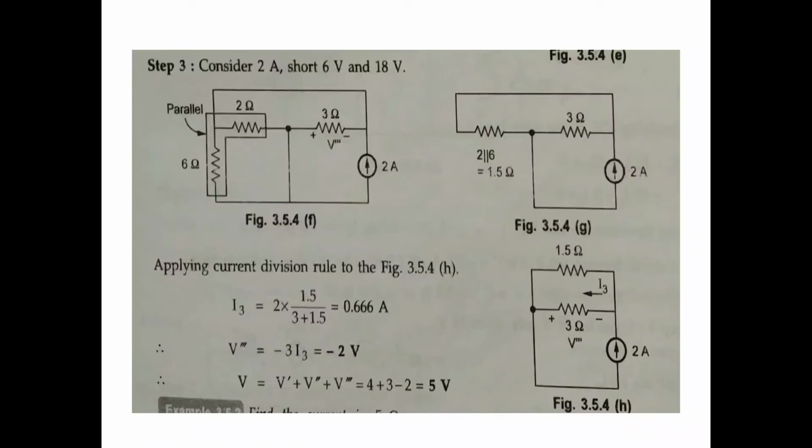Next you calculate V triple dash, after V single dash and V double dash. Across the 3 ohm, the current direction gives plus and minus opposite, so it is minus 3 I3. That is minus 3 into 0.66, which is minus 2 volts. So 4 plus 3 plus V triple dash minus 2 gives 5 volts. Okay, stop the video. The remaining in the next video lecture. Thank you.